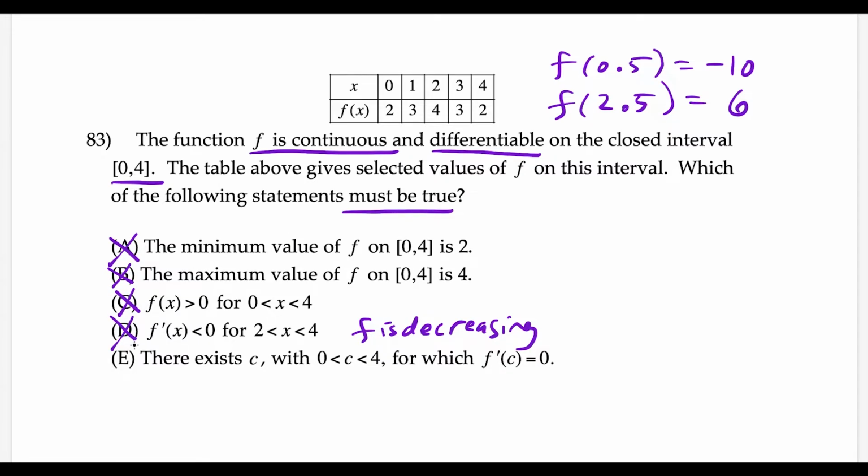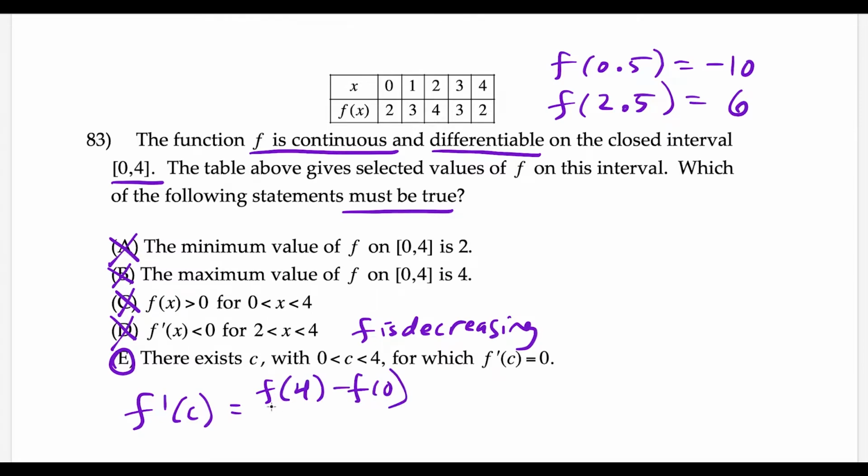And now here's the last one that has to be the answer, but let's see why this must be true. There must exist a value c. This sounds like the mean value theorem between 0 and 4 for which f prime of c is equal to 0. Well, the mean value theorem says that if your function is continuous and differentiable on, in this case, the interval 0 to 4, then there does exist a value c on that interval where the instantaneous rate of change at c is equal to the average rate of change.